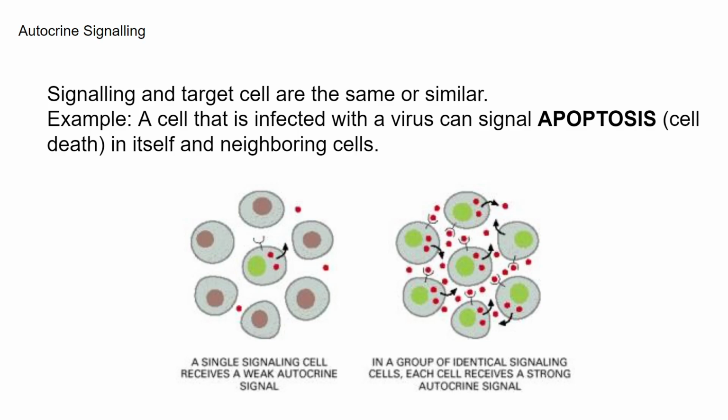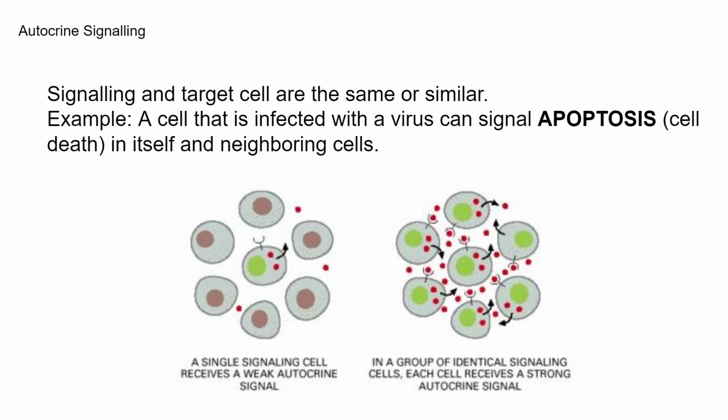Autocrine signal is a self-signaling where the cell will send its own signal to itself, or very similar cells right next to each other. The signaling and target cell are very similar or the same. For example, a cell that is infected with a virus can signal apoptosis. This is cell death. This is an important term you should probably know.